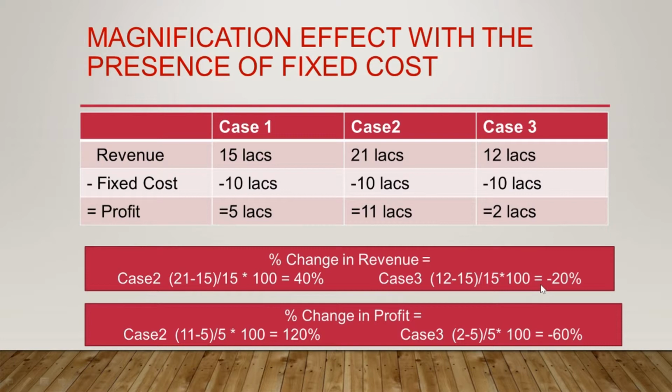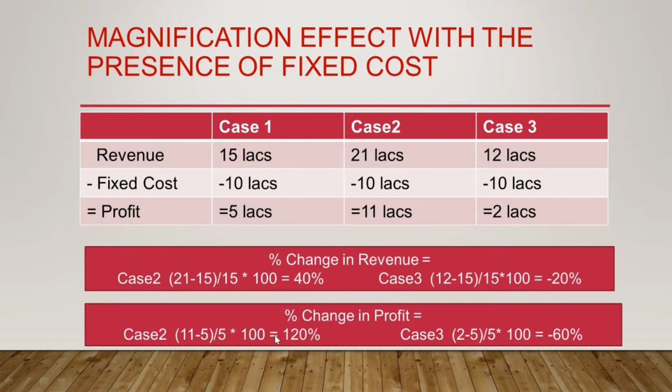Now we will try to understand how this change in revenue has impacted the profit, and why it has impacted it, because of the presence of the fixed cost. This is the fixed cost of 10 lakh rupees, which remains constant in all the cases. By deducting fixed cost from revenue, we arrive at profit, assuming that there is no variable cost in the business. So just see the percentage change in profit because of the change in the revenue. When we deducted the fixed cost of 10 lakhs from 15 lakhs, we got a profit of 5 lakhs, and likewise for case 2 and case 3.